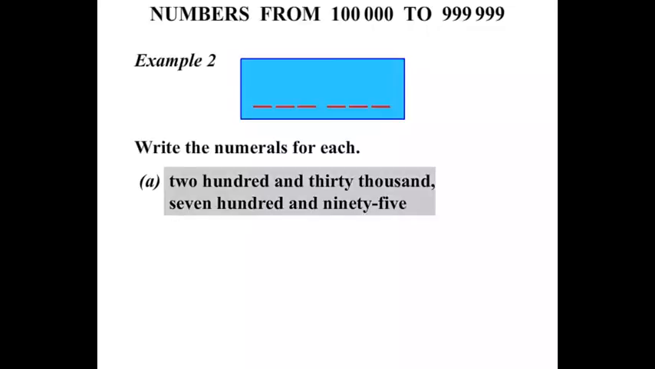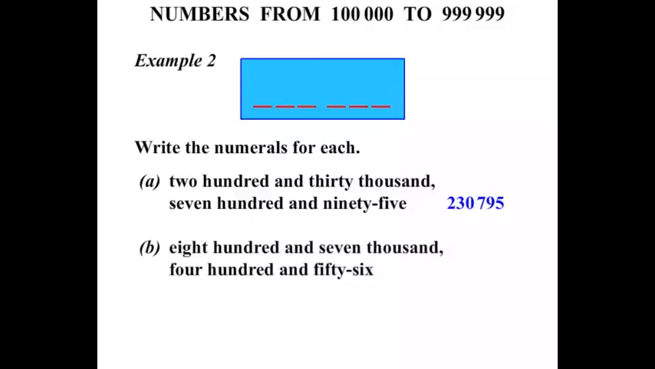So, the first bit we're going to look at, 230,000. So the first 3 digits, 230 there. Okay, so that'll represent 230,000. Then we have 795. So in our remaining 3 digits, 795. Okay, 795. So let's write our answer there. The next one, 807,456.